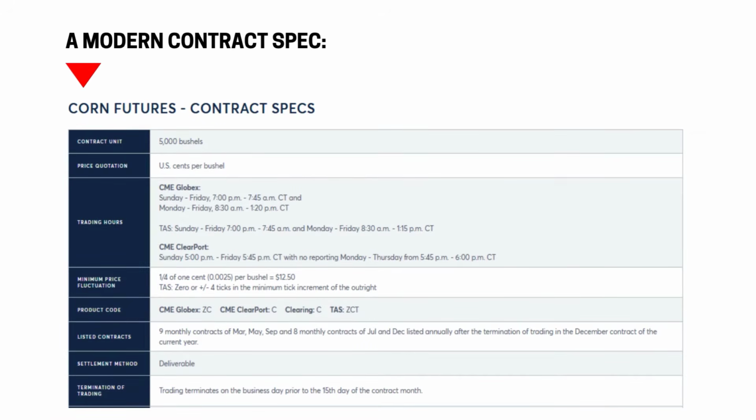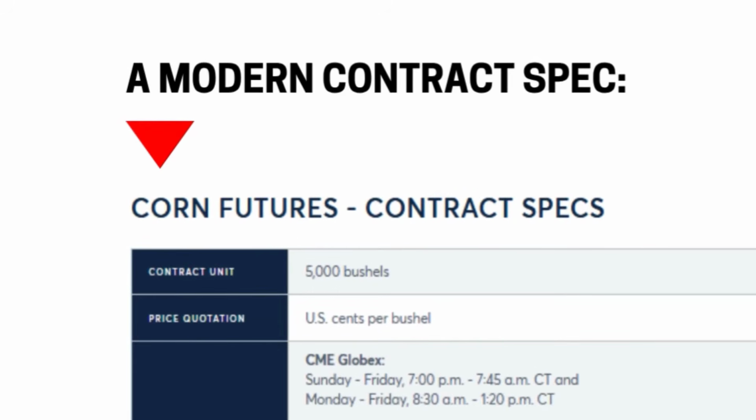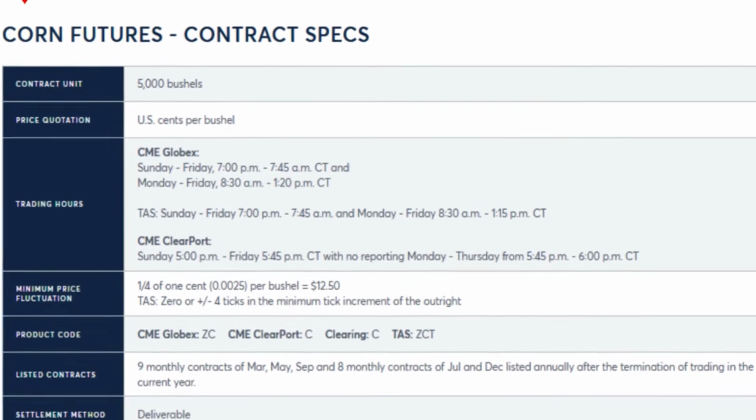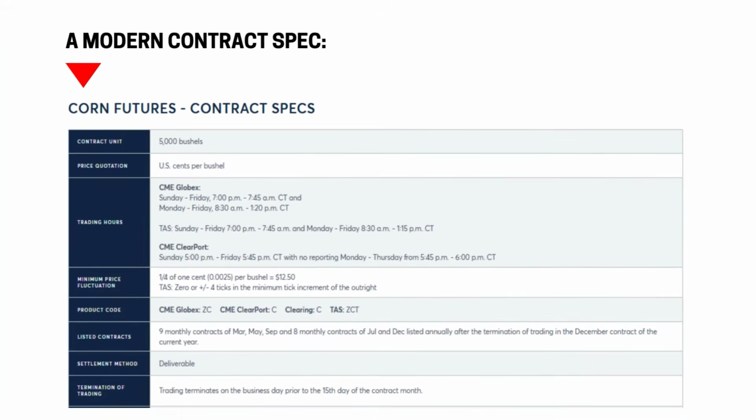This is from the CME exchange, and first up we have corn. Notice its units of 5,000 bushels. It's priced in US cents per bushel. You can see the trading times, the minimum prices, the contracts that you can trade, the futures settlement period, and the method, saying it's actually a deliverable type of futures contract. So a lot of information. There's more information there on the contract.